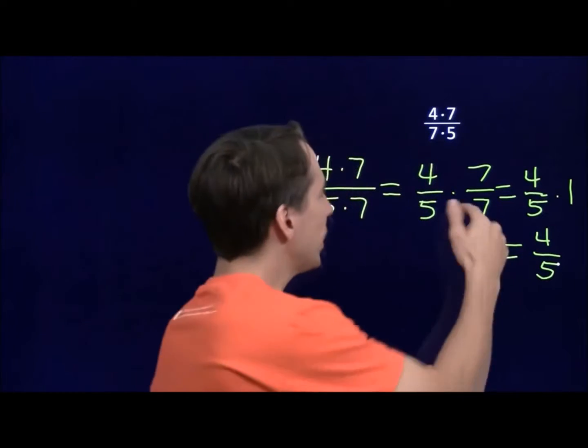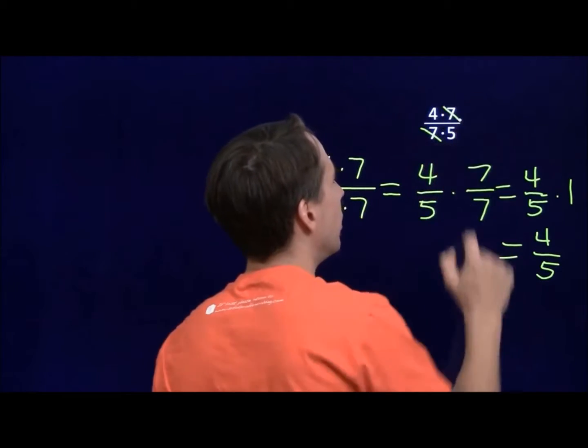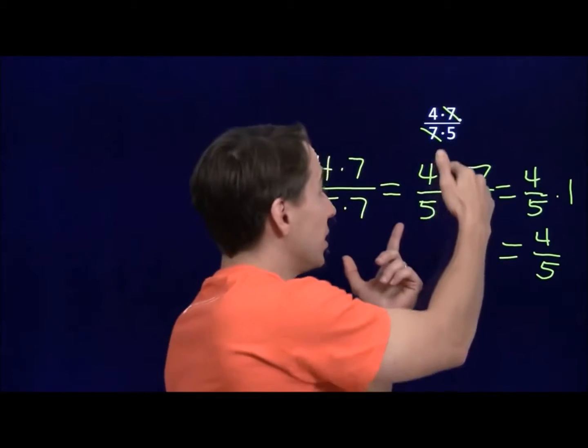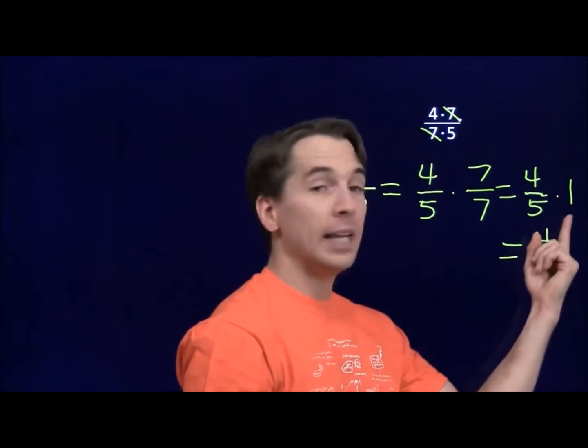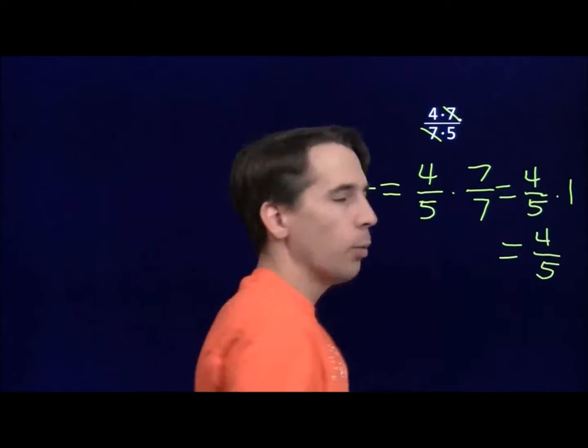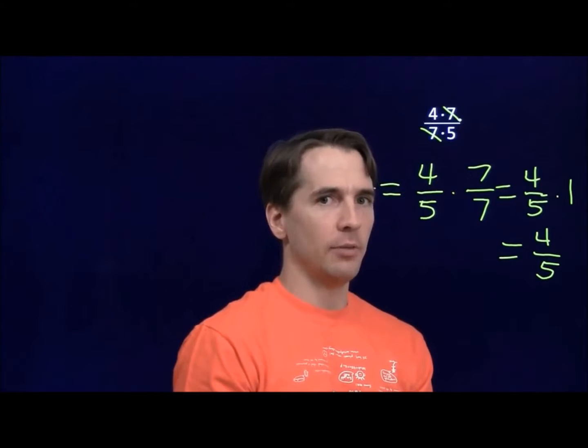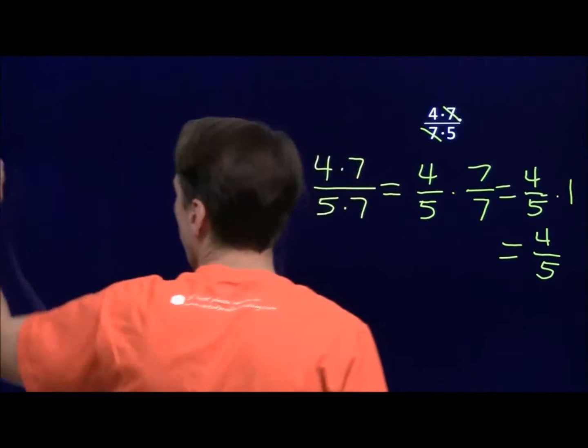And of course, that's just 4/5. And this is why we can cancel out the 7s. Because I know I can rewrite this as 4/5 times 7 over 7. That is 4/5 times a fraction that equals 1. Multiplying by 1 doesn't change anything, so that just goes away. And that's why we can cancel the 7s. Let's make sure we have this down.